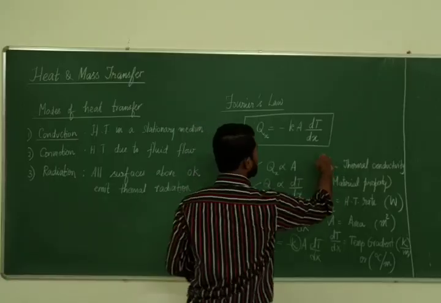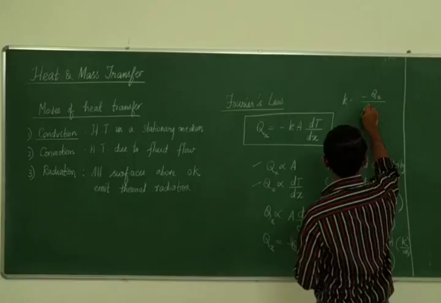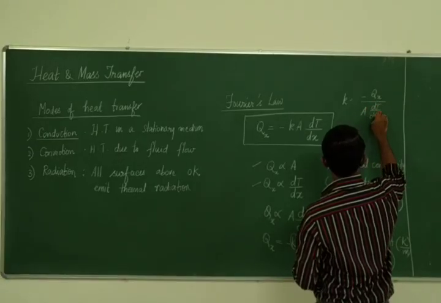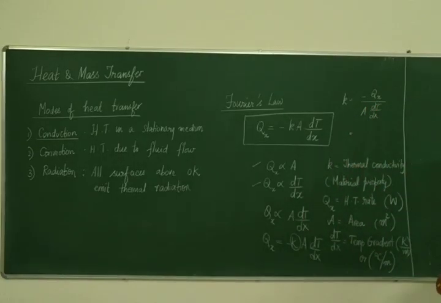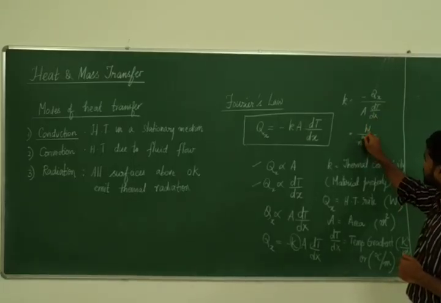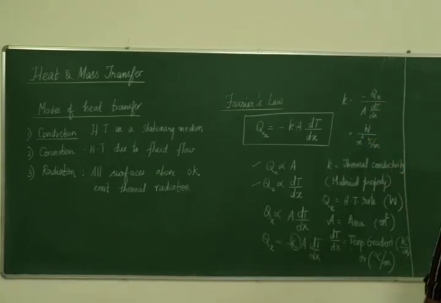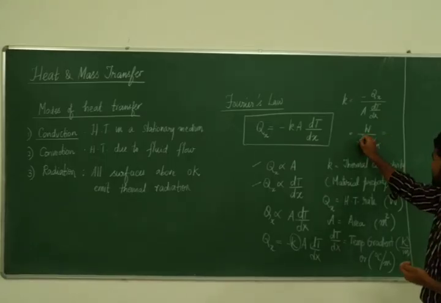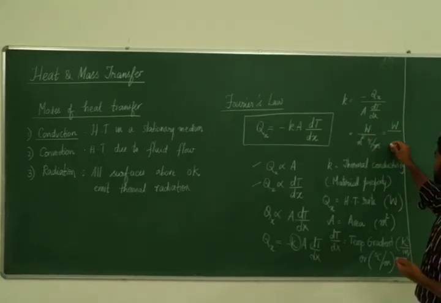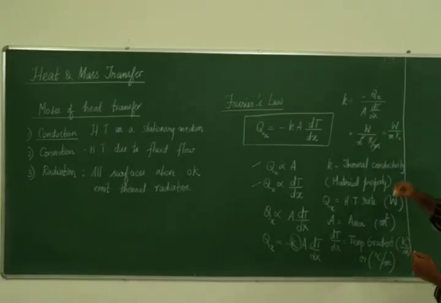Now what is the unit of K? To rearrange, K is minus Q by A dT by dx. Right? So the unit of K has to be watt per meter square, and this is in degree Celsius per meter or Kelvin per meter. So this meter and meter square cancels. You get watt per meter Kelvin. So the unit of K, the thermal conductivity, is watt per meter Kelvin.